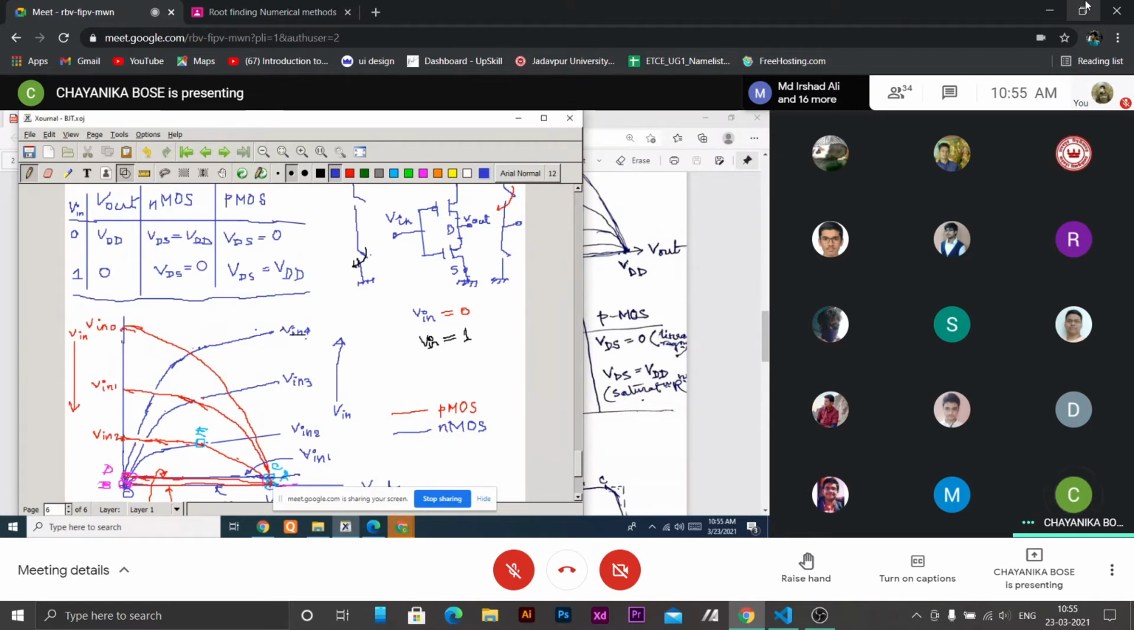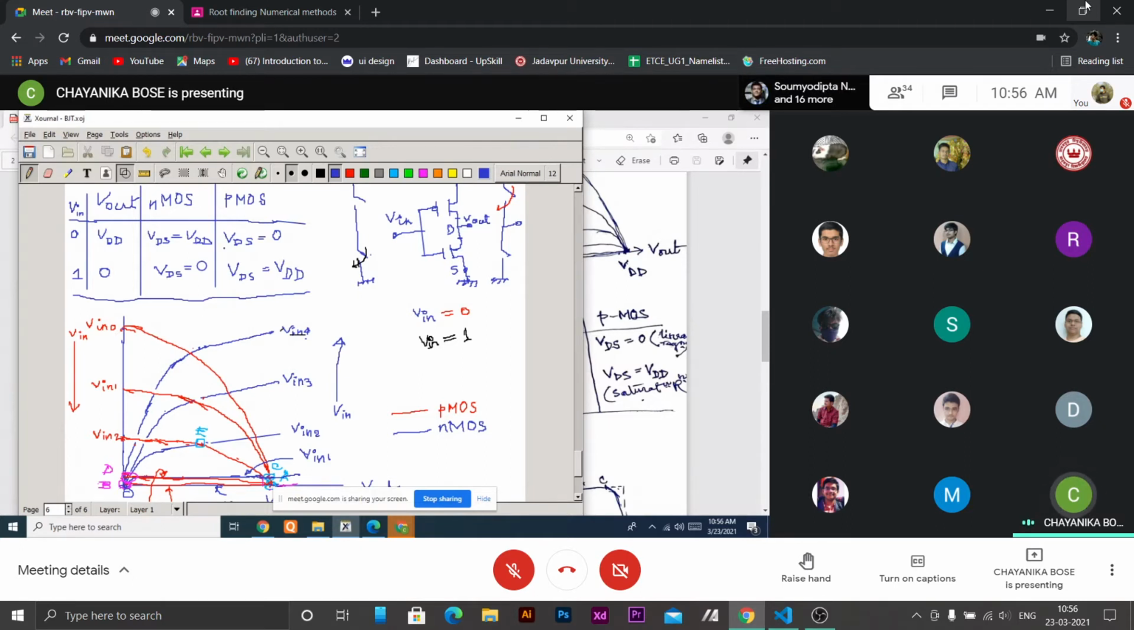For V input, it is high. V input is 1, then V out is 0. If we consider this one, V input 1 means our VDD, so that is the highest value, V input 4 for NMOS. V input 4, follow this curve, this one. For V out 0, V input is V in 4. So this blue one is the characteristic for NMOS.